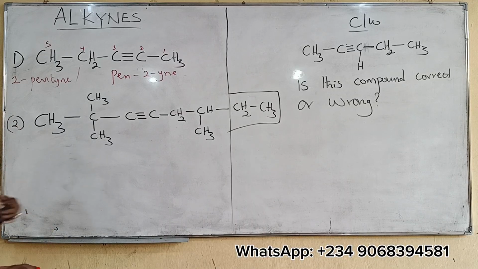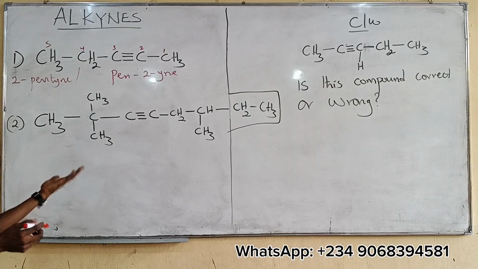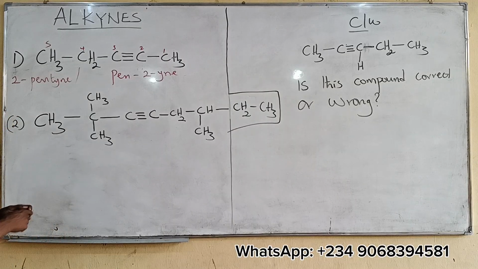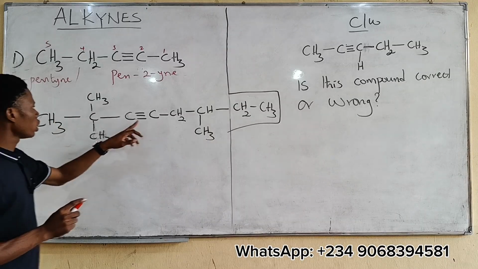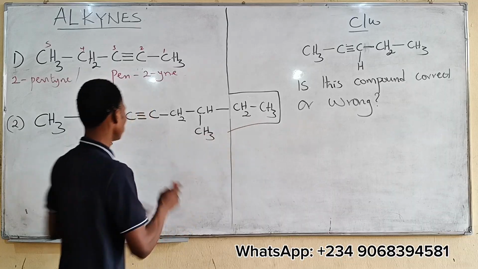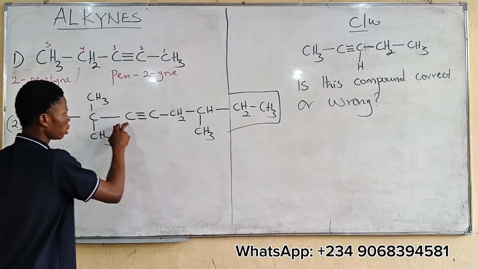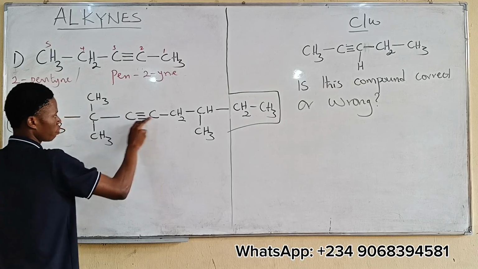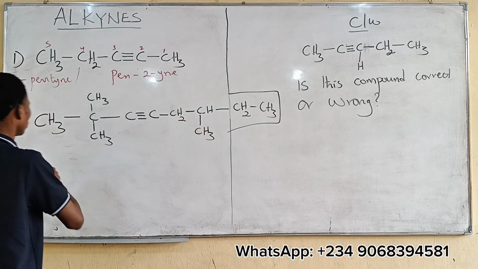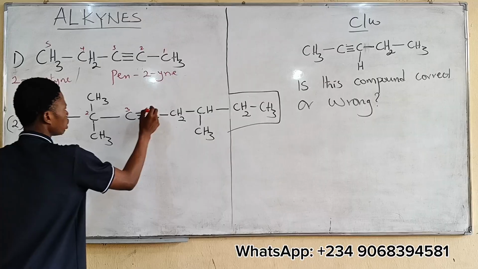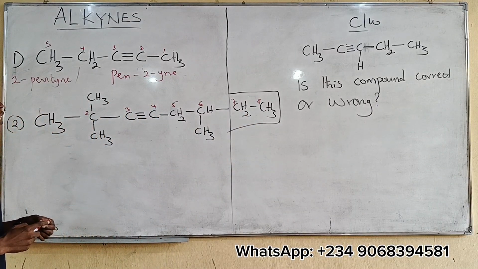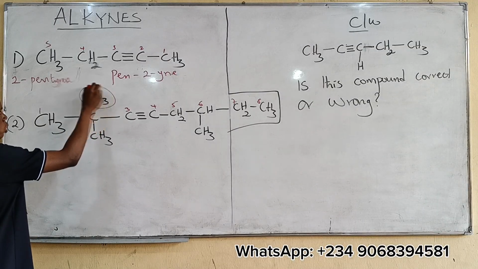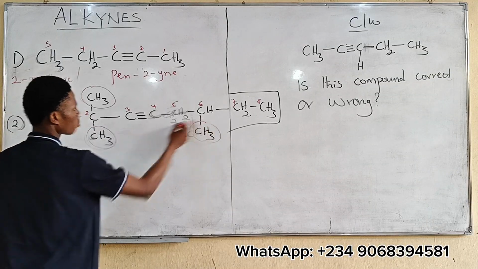Some of you want to run already because this second one looks somehow complicated, but it is actually simple. The first thing is to get the parent chain and ensure that the triple bond gets the lowest number. 1, 2, 3, 4, 5, 6, 7, 8. Meaning the triple bond here is on position 3. If I count from the other side, it is on position 5. So I'll obviously go with this one. That's 8 carbons. And remember, any carbon that is not counted as part of the parent becomes a substituent. Meaning we have 3 substituents here.